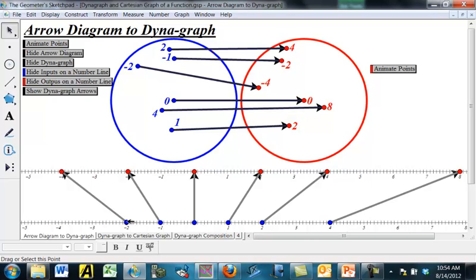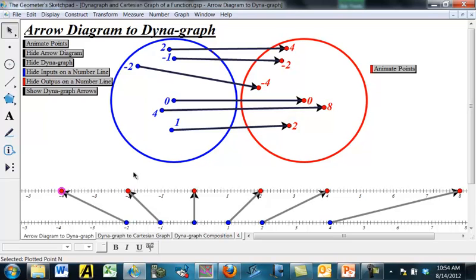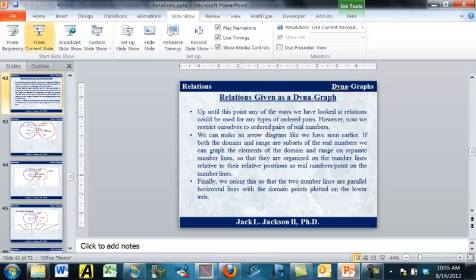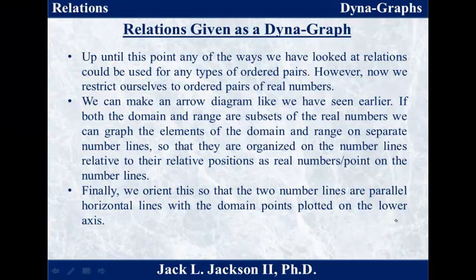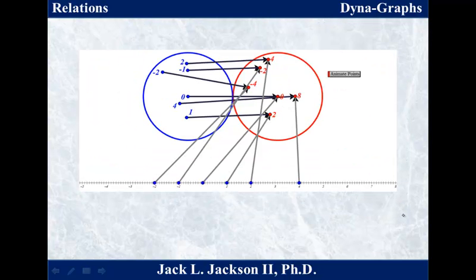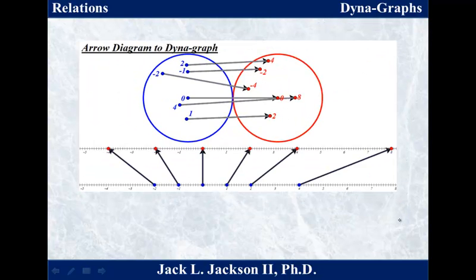Okay? So once again, what I've done is I've just taken the points in the domain, moved them down here to a number line, and taken the corresponding point that was up here in the range and moved it down to this number line, and now I have these things. Okay? So let's go back to our PowerPoint. And so this shows us what we ended up doing there. So you have a little bit of something for your notes there to show how the dinograph and the arrow diagram relate.